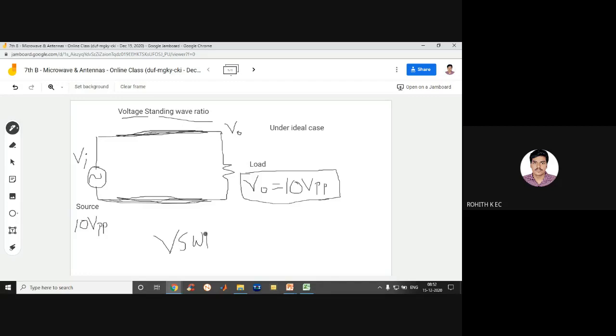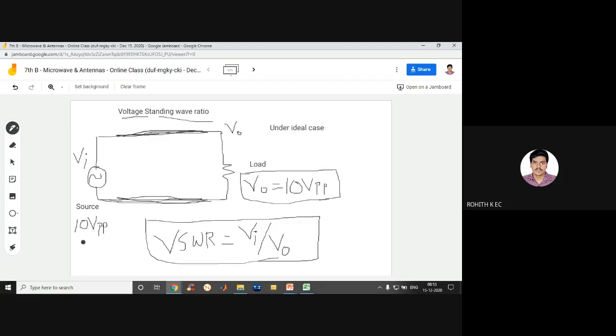VSWR. Right, now I'm using a very, very simple equation of VSWR just for helping you understand the concept of VSWR. This is not the actual formula of VSWR. Now if I want to quantify VSWR, I can use this simple conceptual formula, not the actual formula, and I can call VSWR as ratio of VI by V naught.